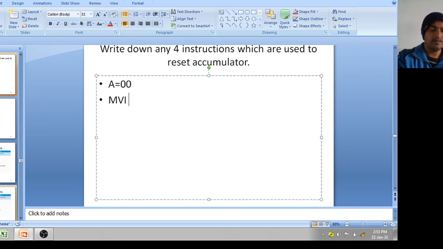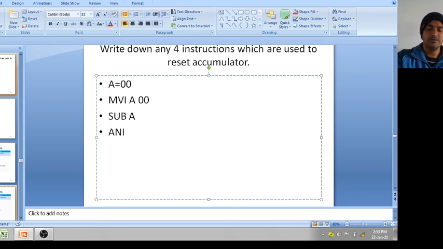MVI A 00. It means A equal to 00. Next, now use an arithmetic instruction. What can it be? SUB A. It means A equals A minus A, so it will give the result 0. Next, use any logical instruction.